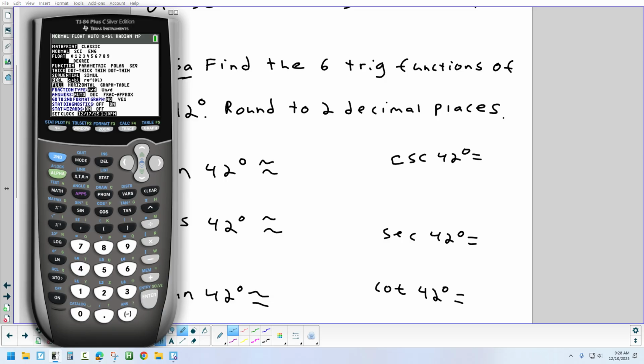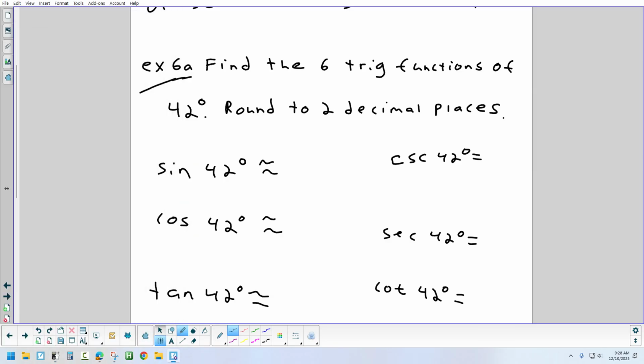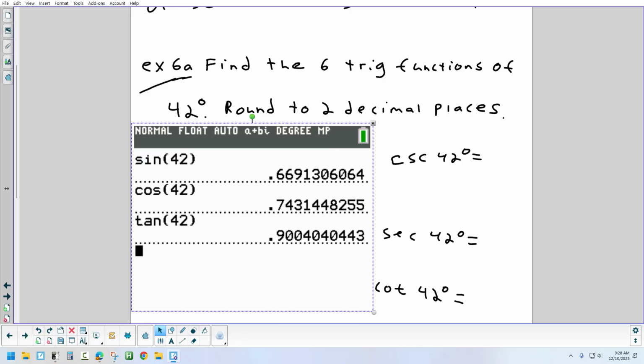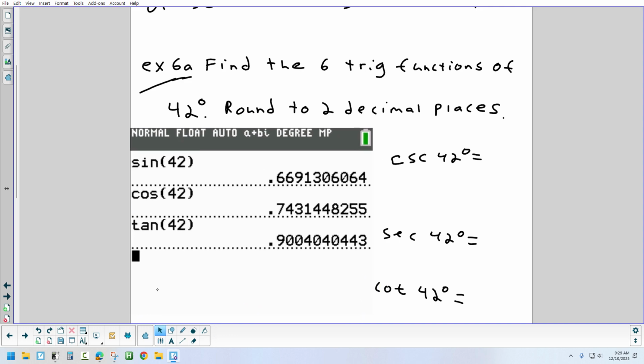So the first problem, we know it's in degrees because we've got the label on our angle, the little circle. And we pretty much just type them in. So we're going to do sine 42, cosine 42, tangent 42. That's how you do the first 3. And you know what? Rather than write them, I'm just going to put that right there. Any questions on those?